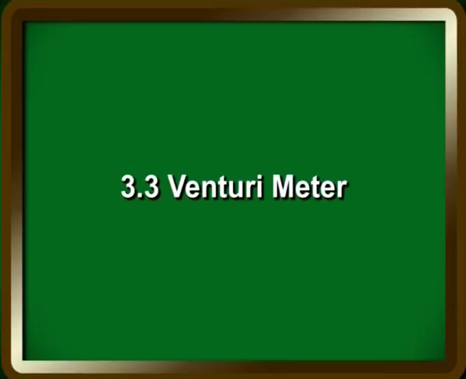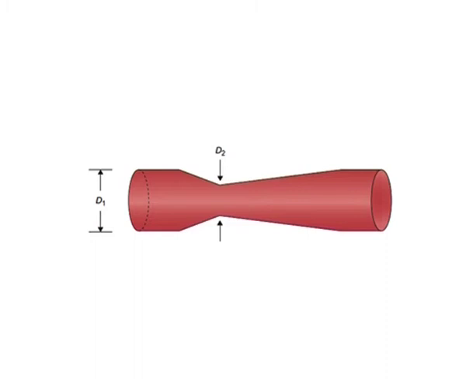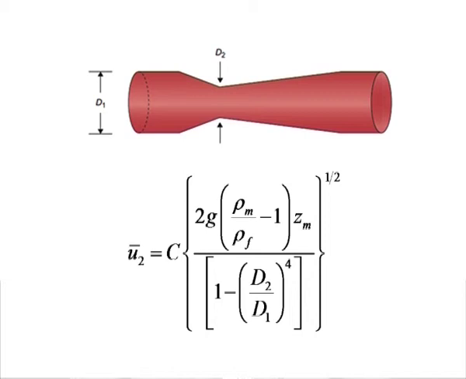Section 3.3, Venturi meter. To reduce energy losses due to friction created by sudden contraction in the flow in an orifice meter, a Venturi tube of the type illustrated in the following figure can be used. An analysis similar to that presented for the orifice meter leads to the following equation. The average velocity at location 2, U2, is given by the following equation. Here, the average velocity U2 bar is at reference location 2, where diameter D2 is the smallest value for the Venturi.